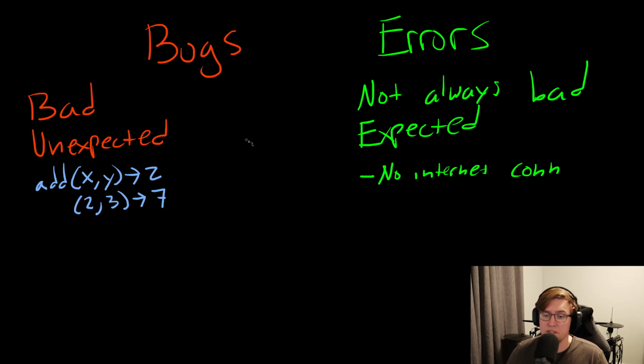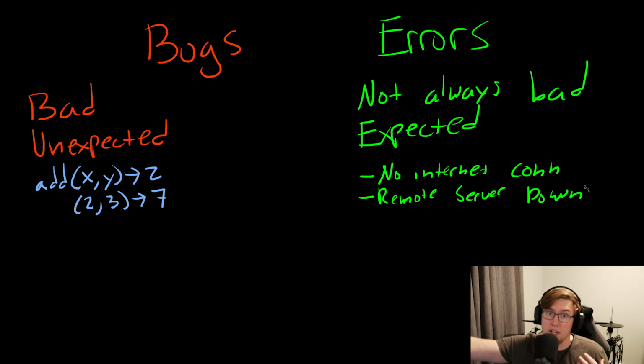Another common error might be something like the remote server is down. So you're writing some code on one machine that, again, maybe reaches out over a network to a server or a database. And while you have internet connection, maybe that server is offline. So that's another common type of error that crops up. That, again, nothing's wrong with your code, but it's something that you need to be able to handle and maybe display to the user, something like that.